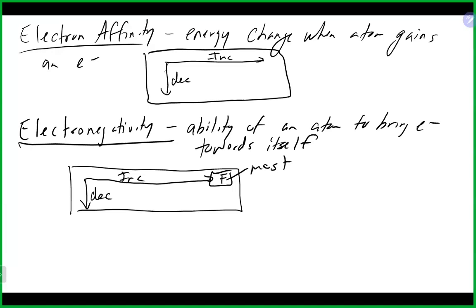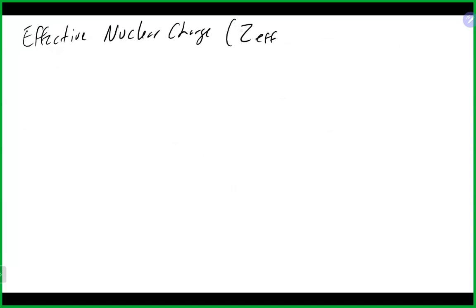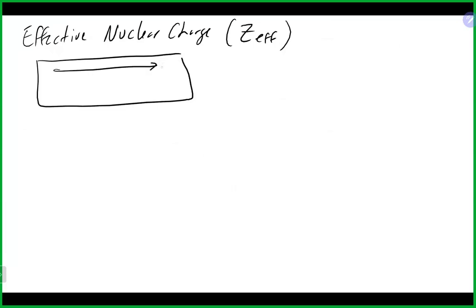Another important trend in addition to those is what is sometimes referred to as effective nuclear charge, and it's sometimes abbreviated Z effective. That's a Z, not a 2. This increases as you go to the right and up, and decreases as you go down. But what is it? Let's take a look at what it is, and it will help you understand why certain electrons are not necessarily held as tightly as others.